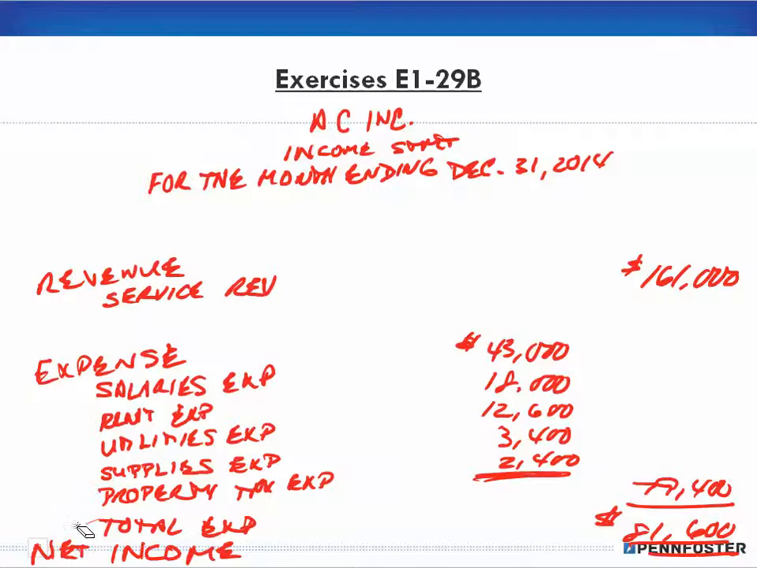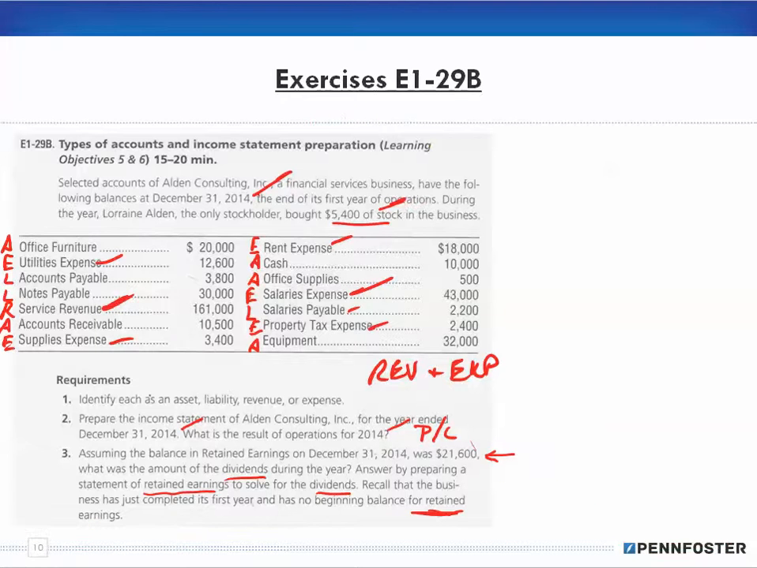Now number 3 said, assuming the balance in retained earnings on December 31st was 21,600, so that's the ending balance because it's December 31st, what was the amount of the dividends during the year? Answer by preparing a statement of retained earnings to solve for the dividend. Recall that it's the first year of business, so there is no beginning retained earnings.